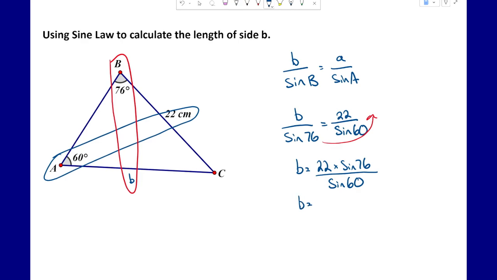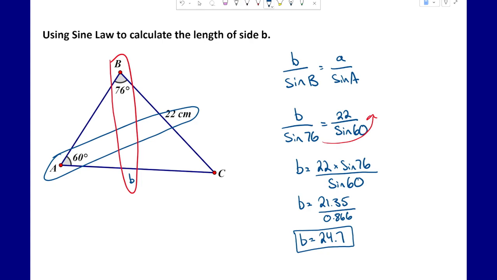So B is equal to, now you may choose to do this all at once depending on how comfortable you are with your calculator. You could also do it in sections. So you could determine the top part and get 21.35 and then figure out the bottom. Sine 60 is equal to 0.866 and calculate and then divide those two numbers to get 24.7. So you could do that.